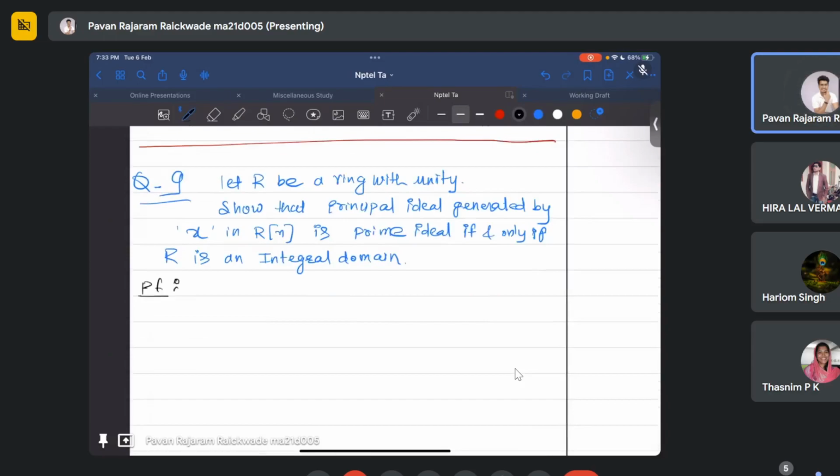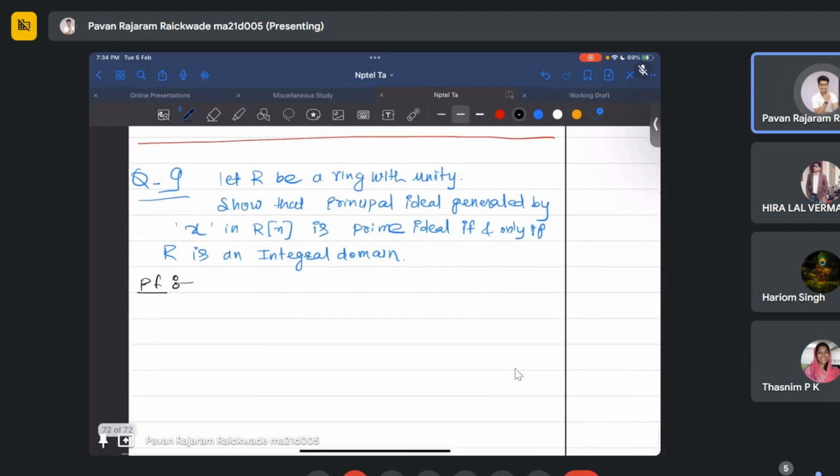How to prove this? Anyone has any ideas? So the only question is how does Rx quotient ideal generated by X look like?